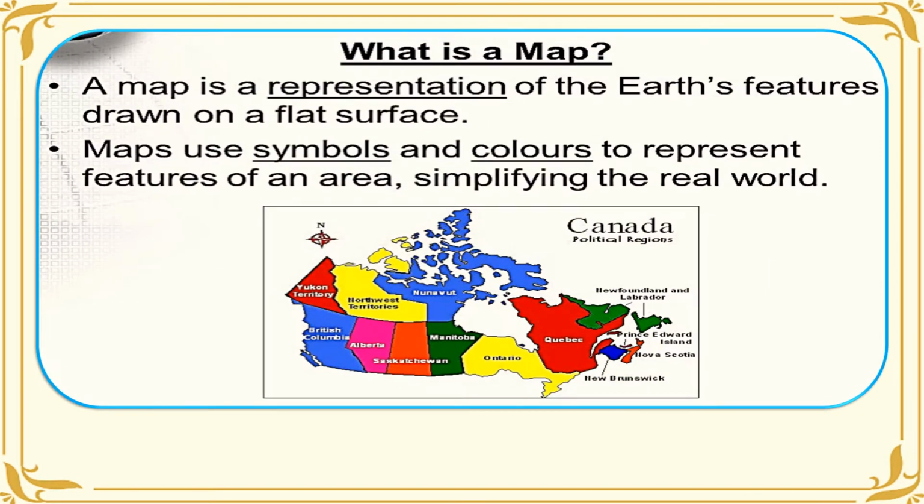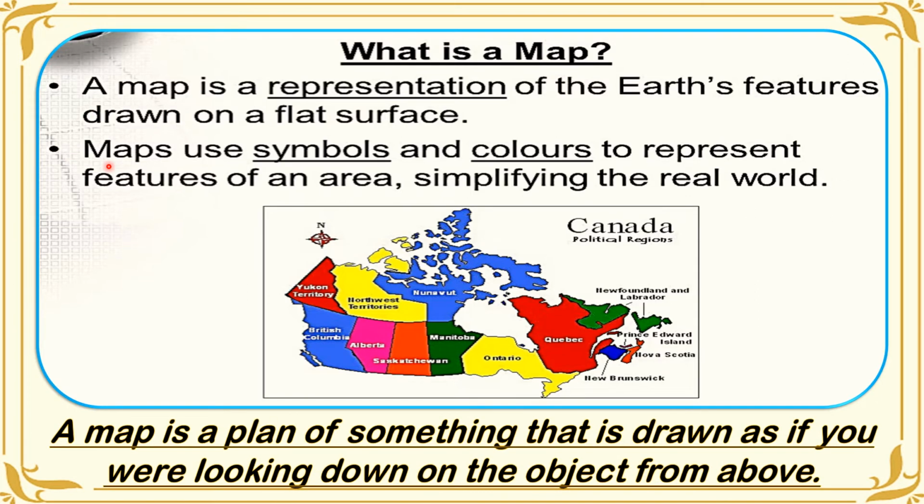Now, class, let us discuss what a map is. A map is a representation of the Earth's features drawn on a flat surface. Maps use symbols and colors to represent features of an area, simplifying the real world. So the picture in here is an example of a map. So we have here the compass rose or direction. As you can see, it used different colors to differentiate names of places.